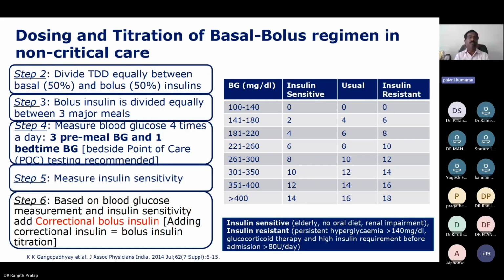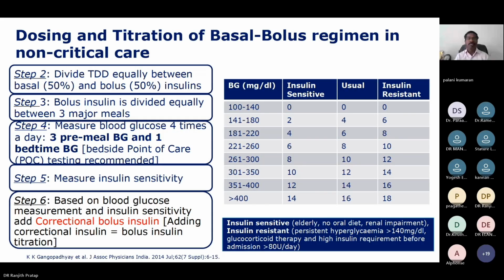Between 180 to 224 units, 220 to 260, like that. We can have a gradual increment for insulin sensitive individuals. Similarly, for insulin resistant individuals, you have to give a little higher dose. Yet another way of adding extra insulin apart from the bolus insulin is to calculate the correctional bolus dose, that is adding correctional insulin along with the already calculated bolus dose.